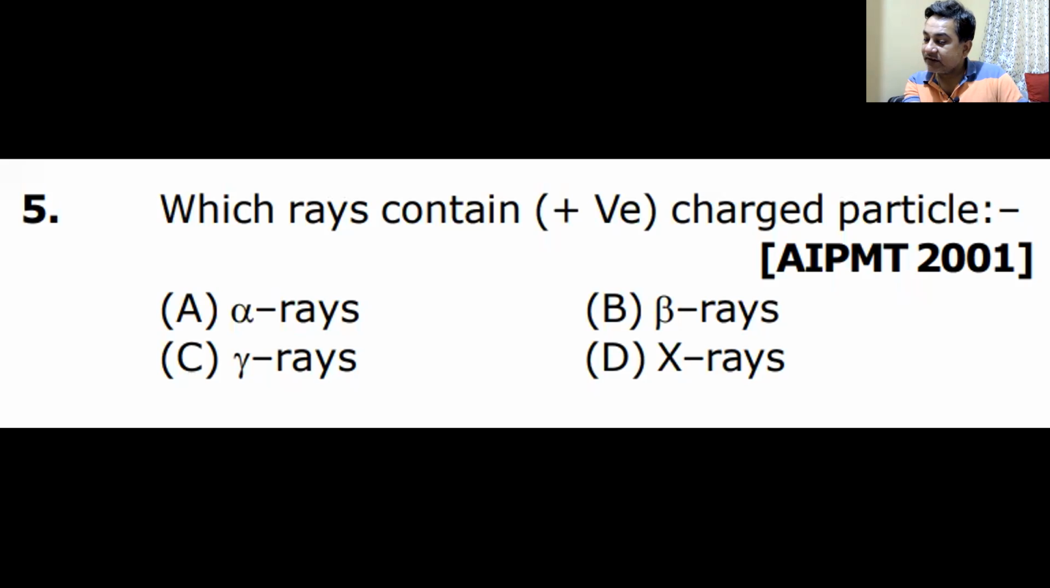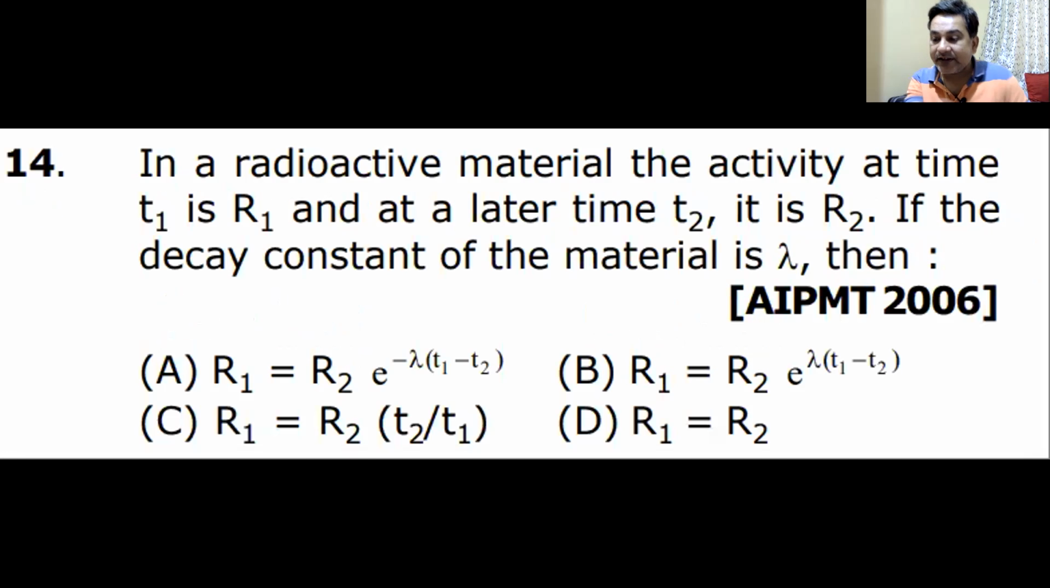Now this question, because we did not do activity, so probably you would not have done this question. This is coming on your screen right now. Let's see who does this. In a radioactive material, the activity at time T1 is R1 and at a later time T2 is R2. This is how the questions are framed, this is how the questions are going to come. If the decay constant of the material is lambda, then question number 14.